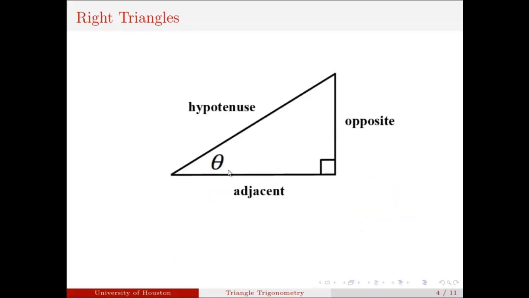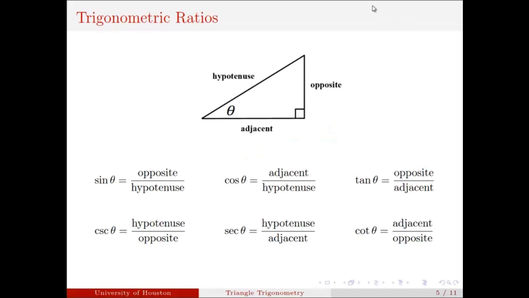In a right triangle, if we label one of the angles theta, then the side opposite of theta is called the opposite side of the triangle. The side adjacent to theta is called the adjacent side of the triangle, and the side opposite of the right angle is called the hypotenuse of the triangle. Given these terms, we can then define the trigonometric ratios of an angle theta.